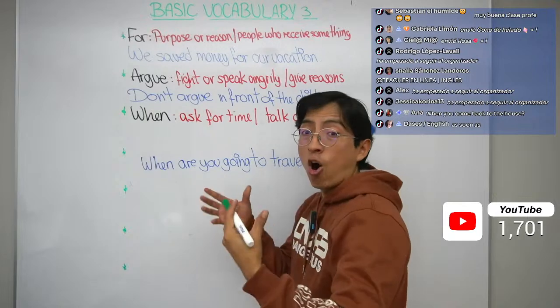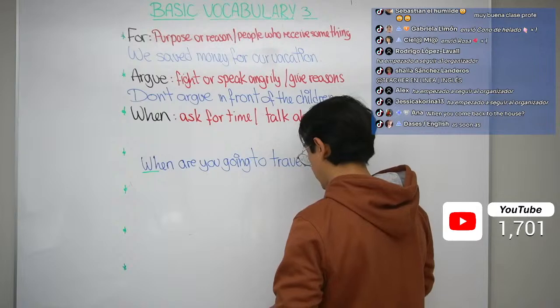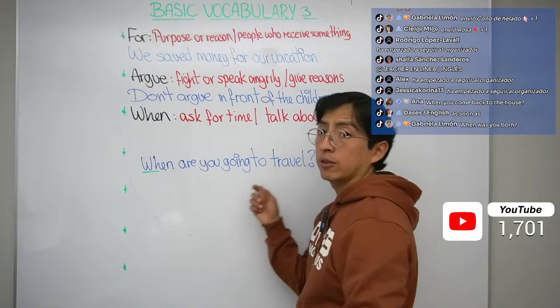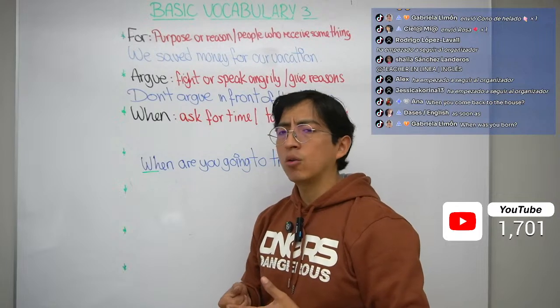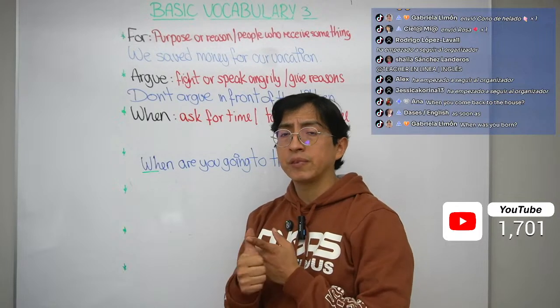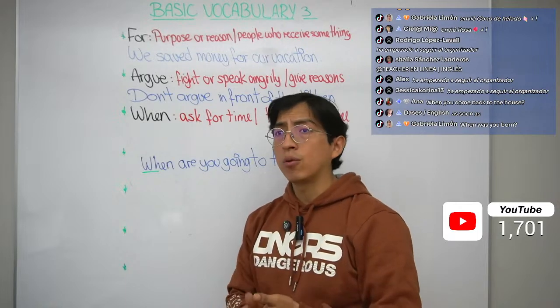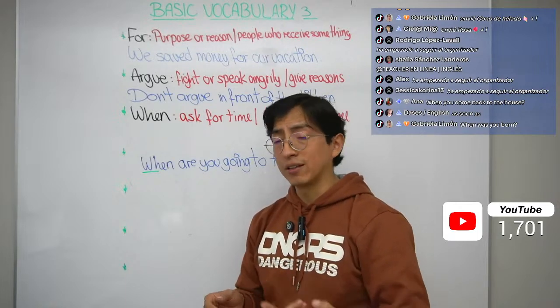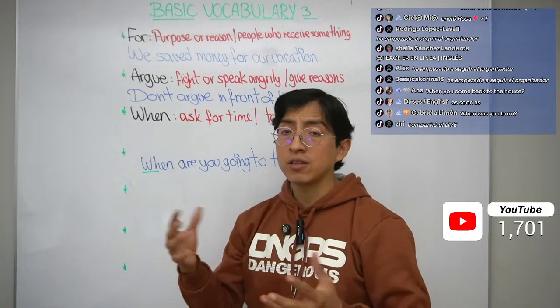Okay, this is an open question. When, WH, this is a WH question. So you can say, for example, I'm going to travel in December. I'm going to travel next year. I'm going to travel in two weeks. Yes, when are you going to travel? We're talking about the time.